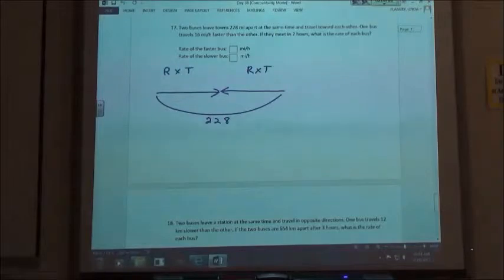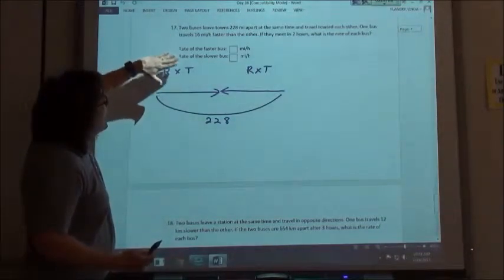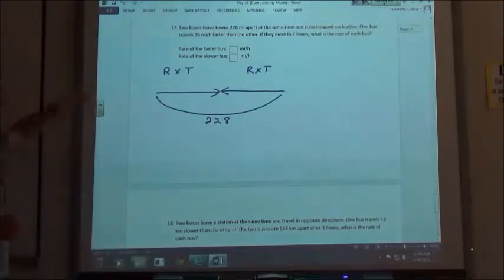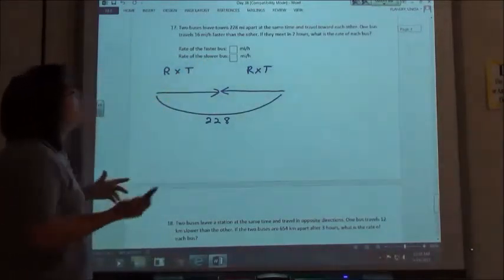It says one bus travels 16 miles an hour faster than the other. So I'm going to say that the rate of one of my buses is going to be R. It's actually going to be the rate of the slow one, because the other one's going faster.